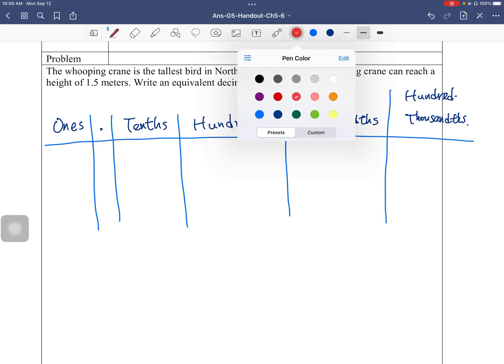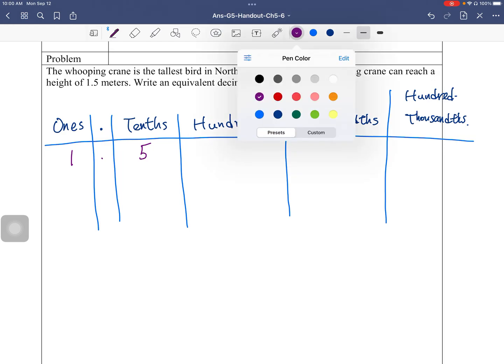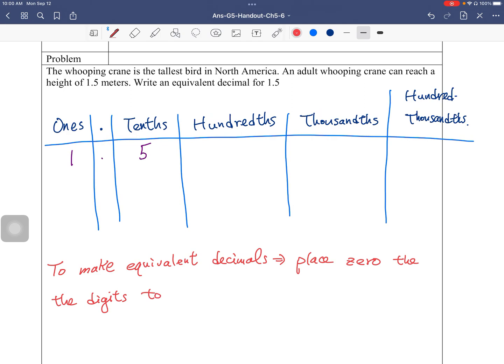Okay, so now I have 1.5. So for the equivalent decimals, 0s have been placed to the right of the digit 5 to make equivalent decimals. So to make equivalent decimals, we place 0s to the digits to the right.